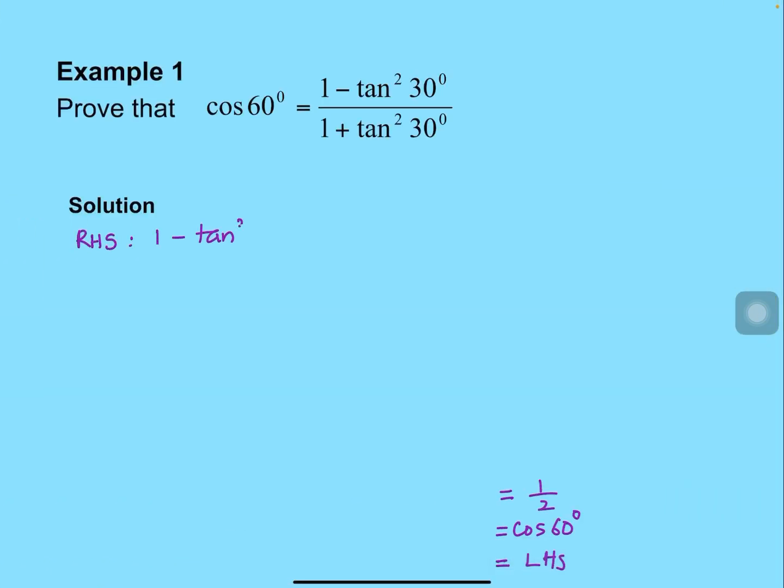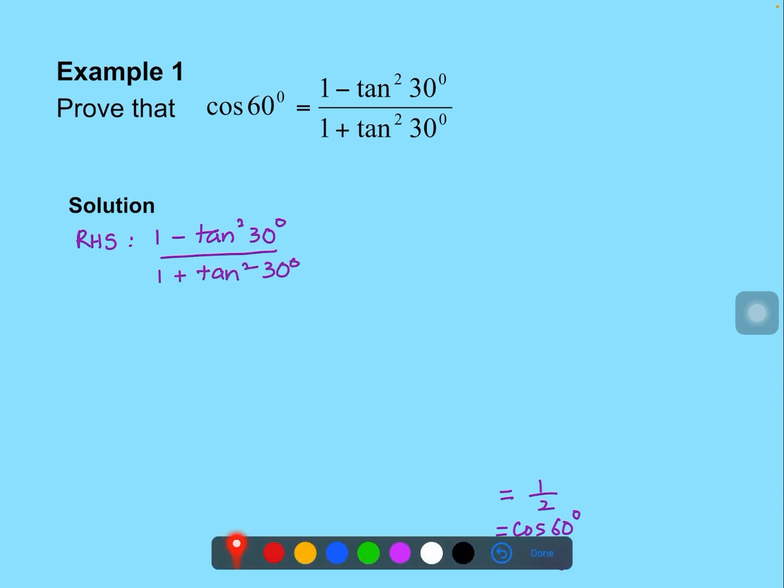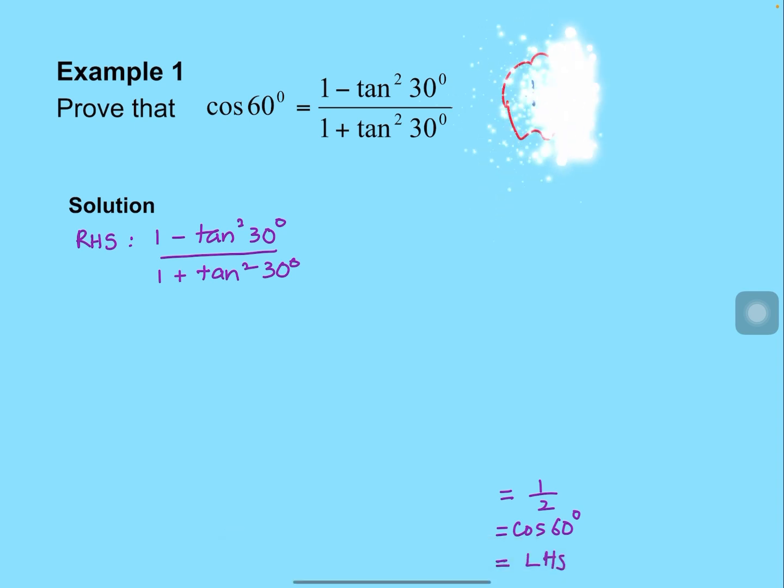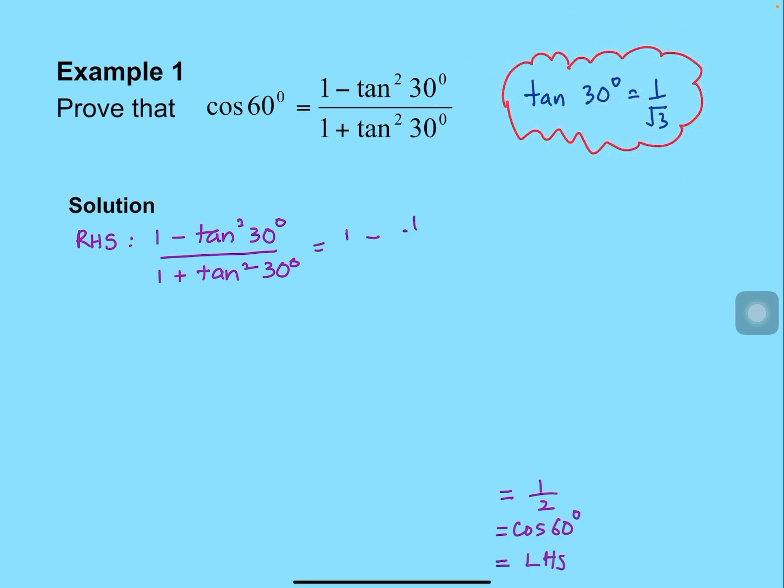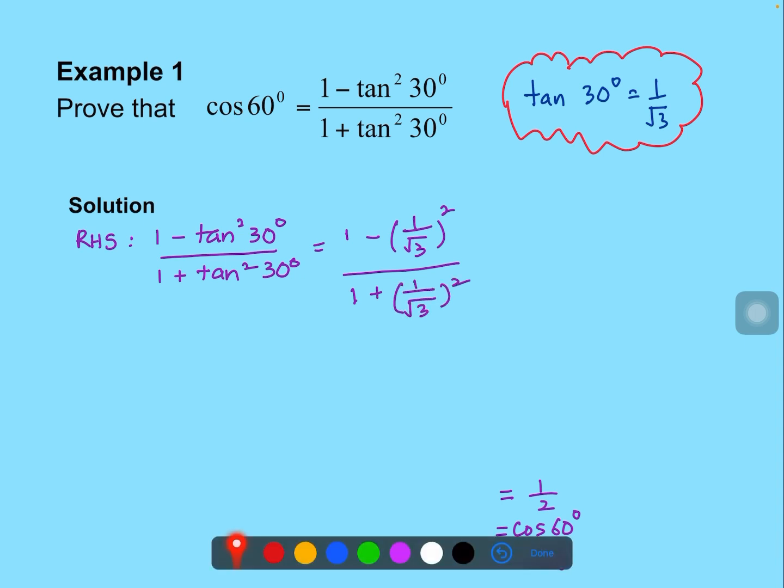Prove that cos 60 equals 1 minus tangent squared 30 over 1 plus tangent squared 30. We may start with the right hand side: 1 minus tangent squared 30 over 1 plus tangent squared 30. Tangent 30 is 1 over root 3. So we insert the value of tangent 30 into the numerator and also the denominator.